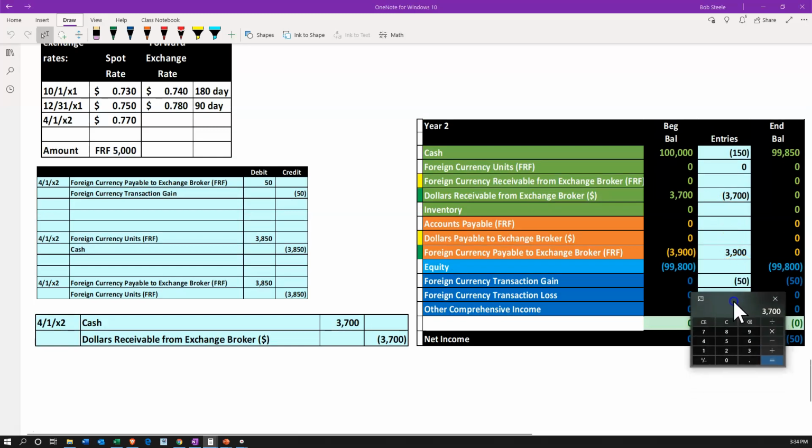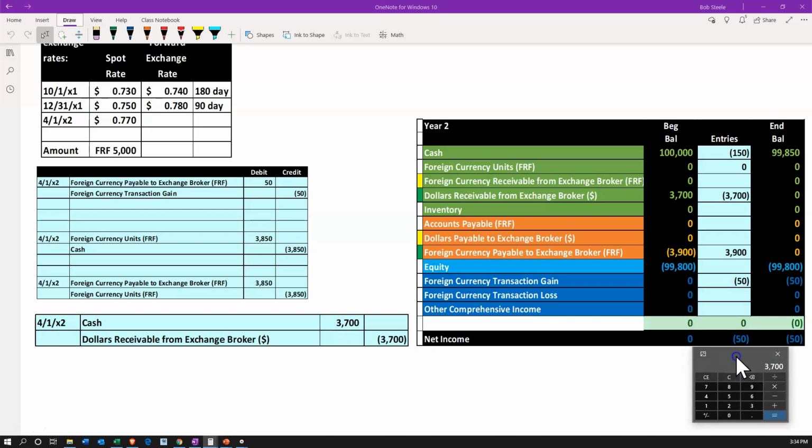And then we have on the income statement what happened this year in year 2, which was a $50 gain. So we had a $50 gain in year 2. However, in year 1, we had a loss. And you can see that loss because it was included in the equity section here, which was, we had a $200 loss because it was at $100,000. Now it's at $99,800. So even though we had a gain in year 2, the net effect over the time span was a loss.